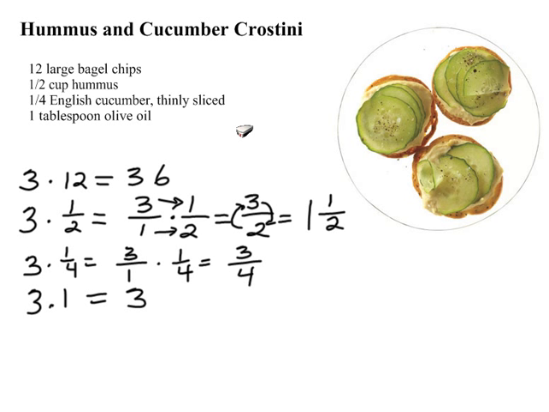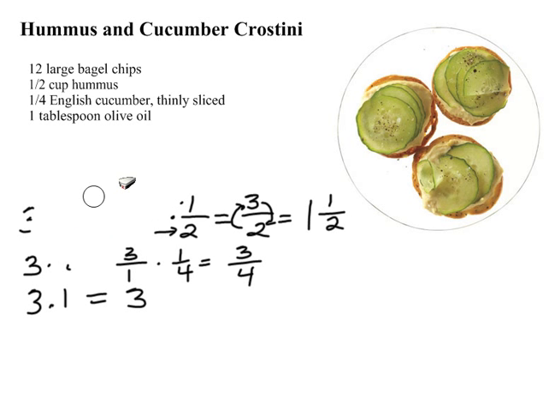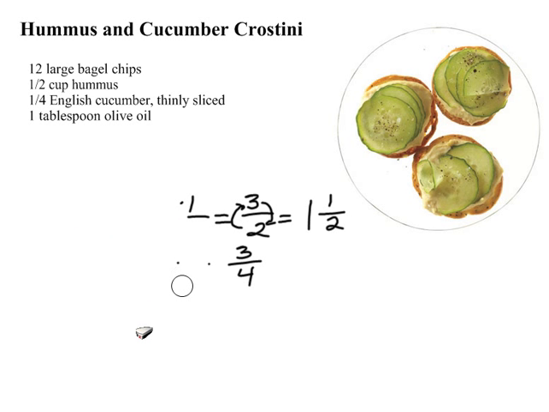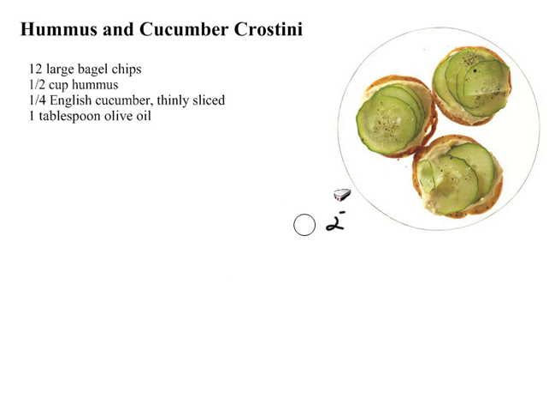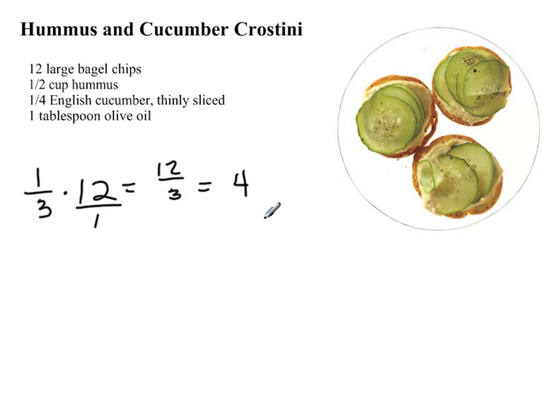Now, if I want to take this same recipe and I want to cut it to a third, meaning I want to take 1/3 of each value. So I take 1/3 times the 12 large bagel chips. Well, notice that's the same thing as just dividing by 3, because if I write that as 12 over 1, we multiply 12 over 3. So I would just simply have 4 bagel chips when I take 1/3 of it.